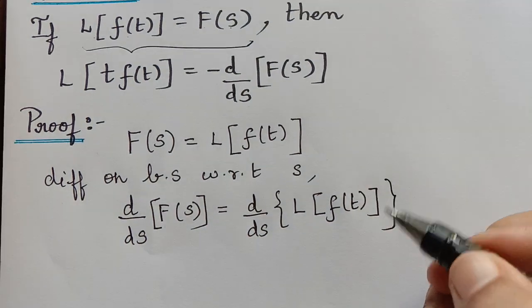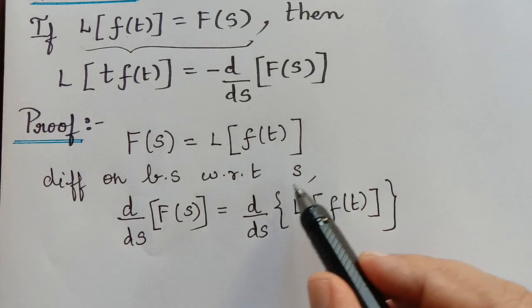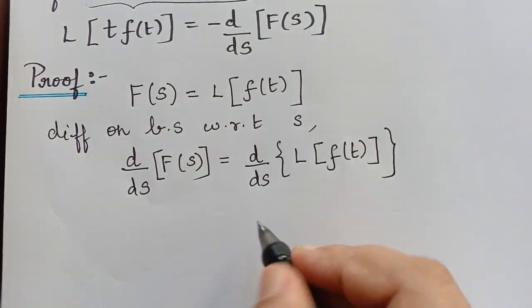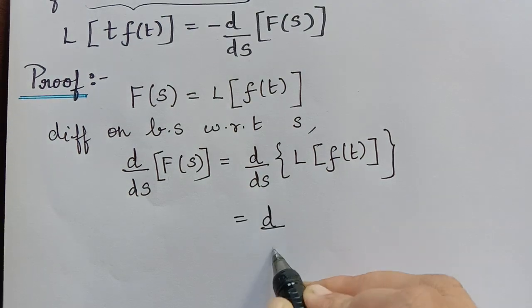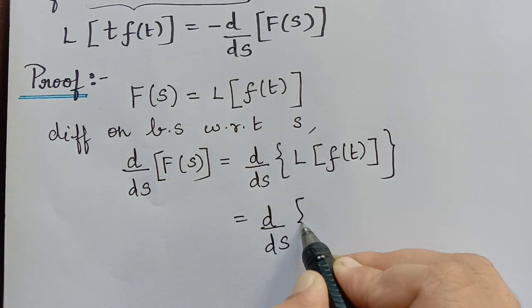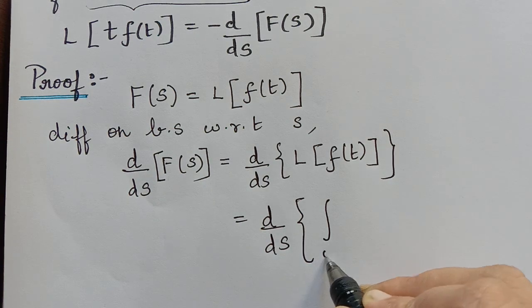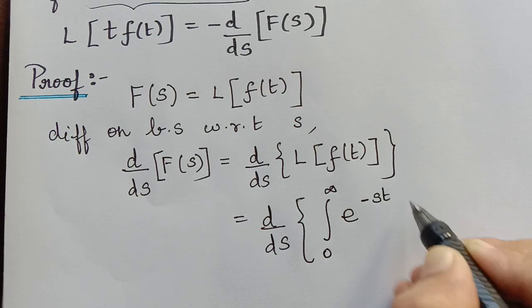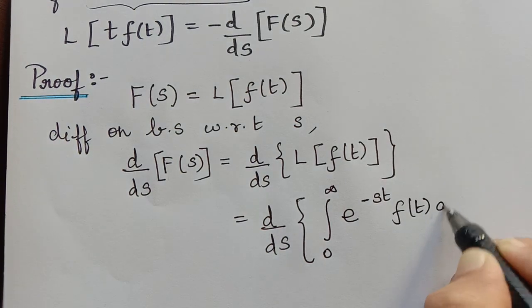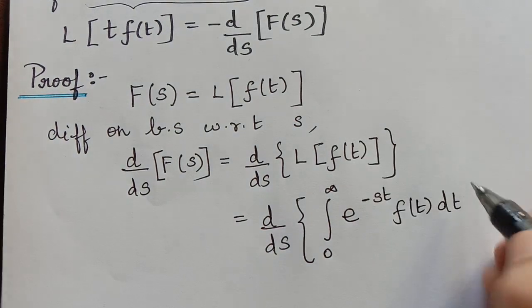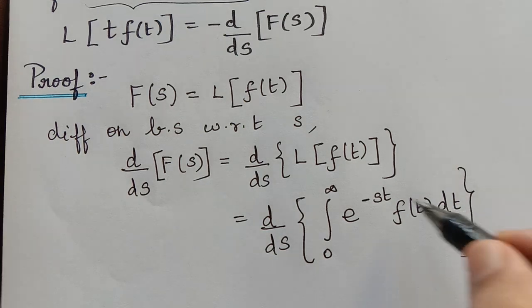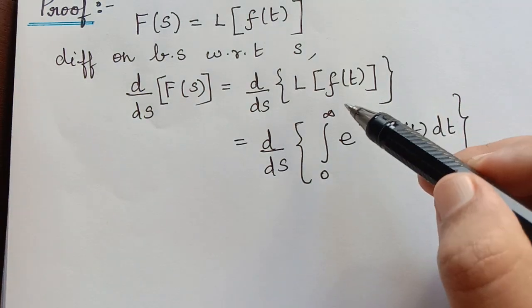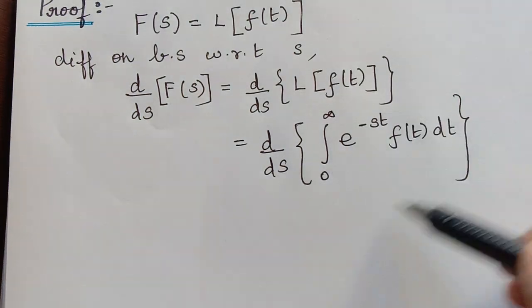Now further, we shall substitute the Laplace transform from the definition over here. So by the definition of Laplace transform, we know that L of f of t is equal to integral 0 to infinity e to the power negative st f of t dt. Already I have given the definition for Laplace transform, so you can see from that and you can write this. So we have written the definition of Laplace transform of f of t.